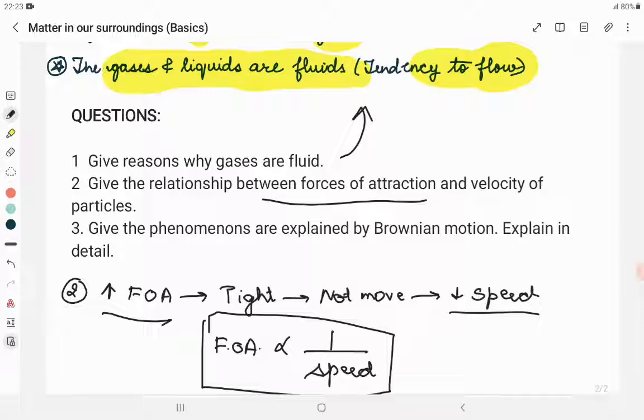And the third is: give the phenomena that are explained by Brownian motion, explained in detail. The four phenomena that we studied. Generally this is the last question. We have this one of 5 marks, this one of 2 marks, and this one of 1 mark. These can come in the examinations.